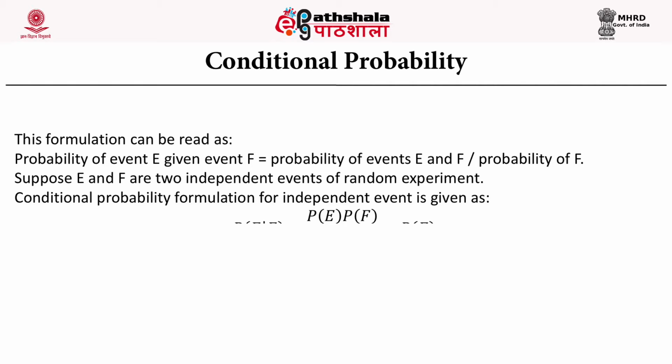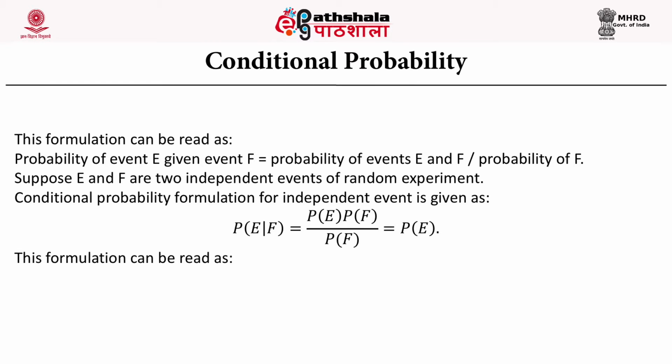Suppose E and F are two independent events of a random experiment. The conditional probability formulation for independent events is given as probability of E given F, which is equal to probability of E times probability of F divided by probability of F. So probability of F got cancelled, and we are left with probability of E. This can be read as probability of event E given F is equal to probability of E. That means the occurrence of event E does not depend upon whether event F occurs or not.